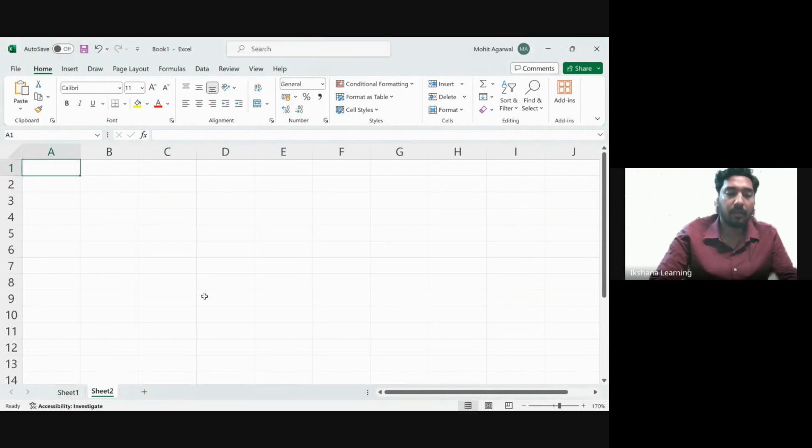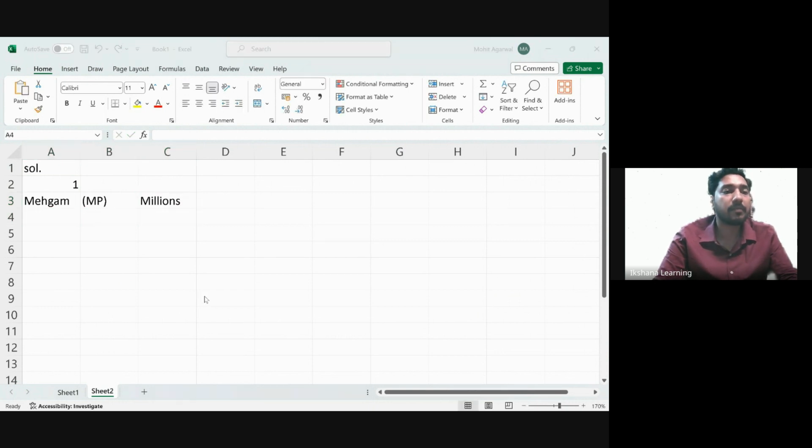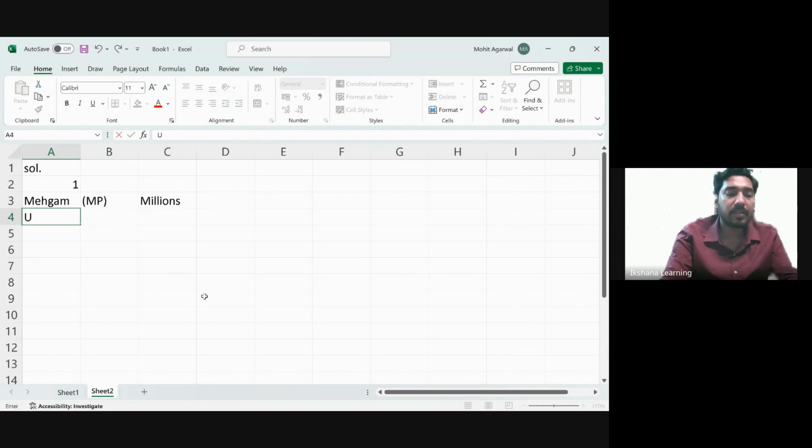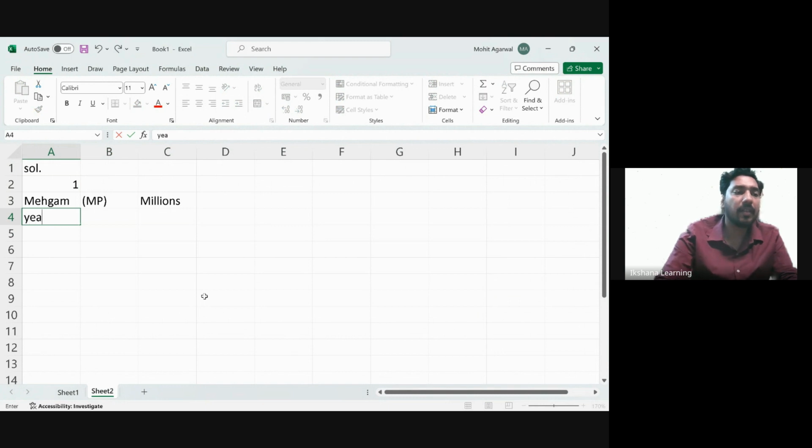So let's solve. We are solving part B, first part, right? We are in Megam, where the currency is MP. We are doing the question in millions. Let the examiner know this. I will recommend you to write the unit. Generally we start with the year, but for this question, I recommend you write the unit. You will see it will be frequently useful. Let's first write the year, then we will write the unit.